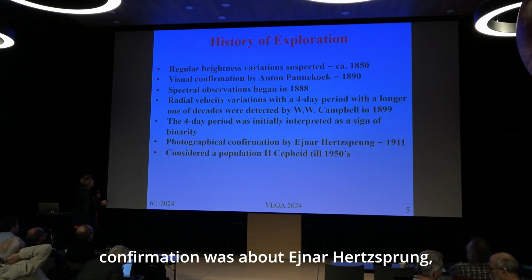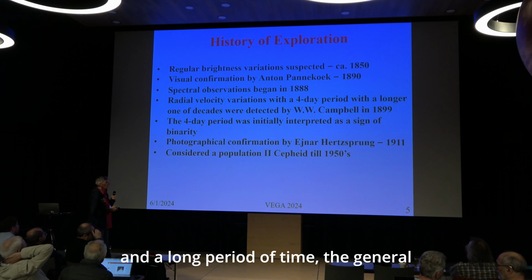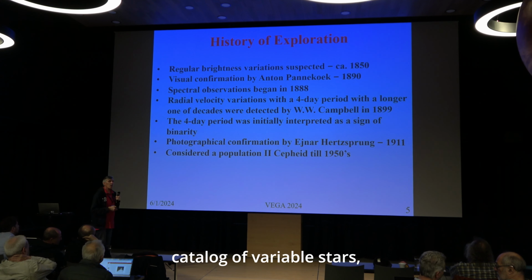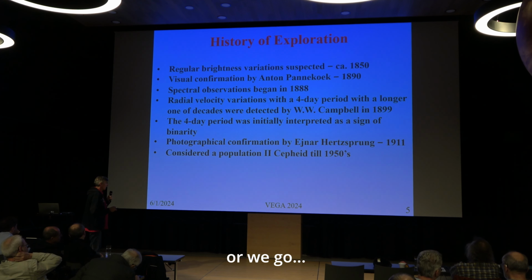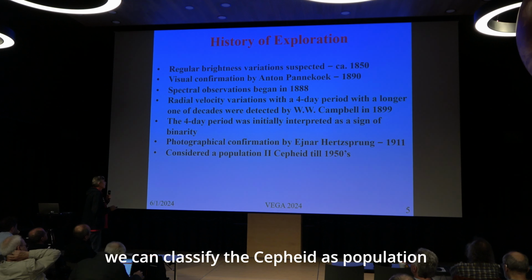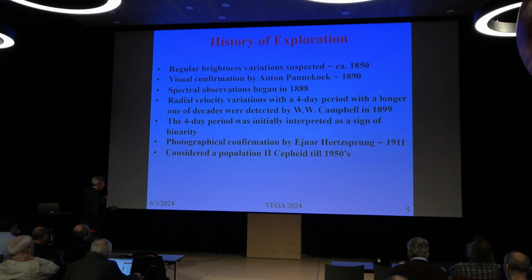Photographic confirmation was by Ejnar Hertzsprung, and for a long period of time the General Catalogue of Variable Stars classified the Cepheid as a population II Cepheid, or W Virginis type.